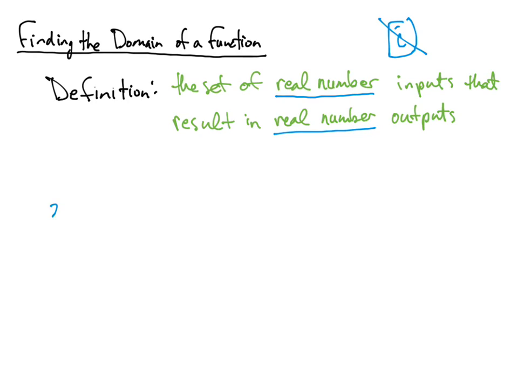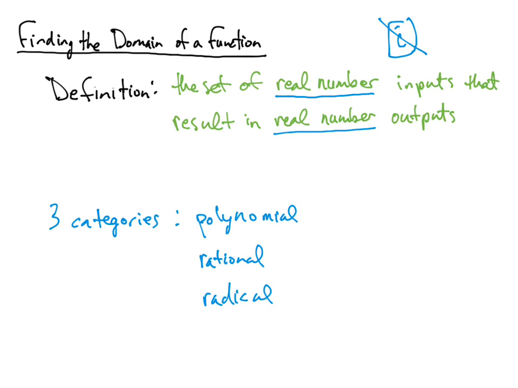So there's 3 categories we're going to talk about when we're talking about the domain. We're going to talk about polynomial functions, rational functions, and radical functions. And each of these we treat differently when we're finding the domain. So let's talk about polynomial functions first.